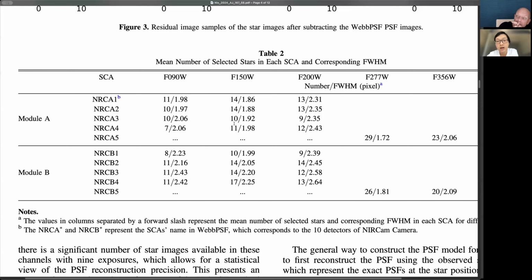And the second, the star number is very few. And the third reason is the FWHM. For example, for H150 for module A, the mean FWHM is smaller than 2, but for module B, the FWHM is larger than 2. Which means the PSF properties for different modules are also changing. So if you want to measure some very weak signals, you need to consider the difference between different chips. So our strategy is to model the PSF models in each chip for every exposure.